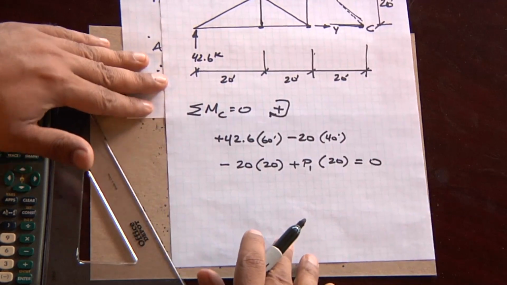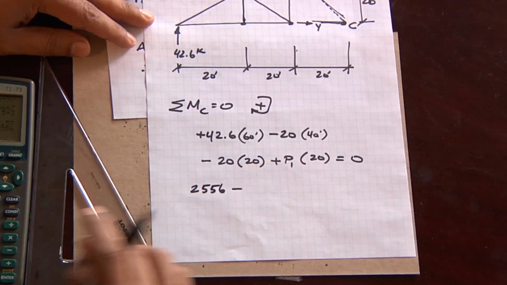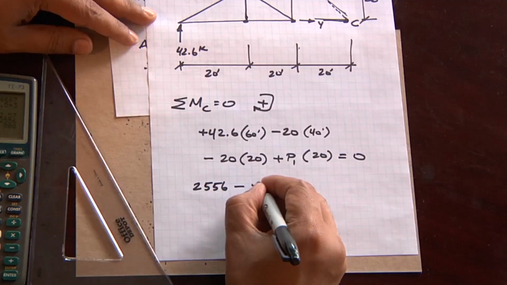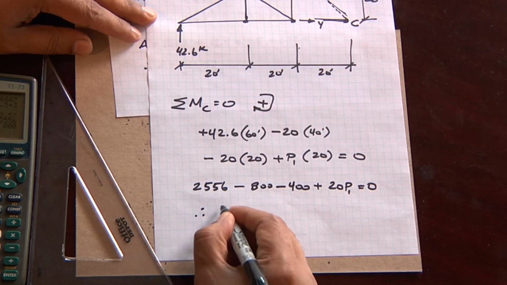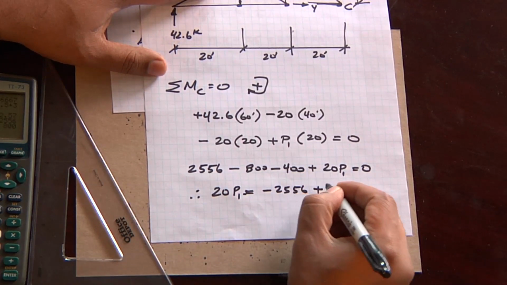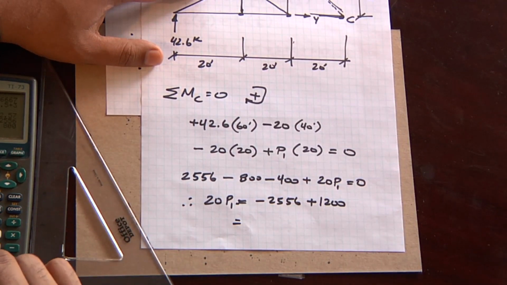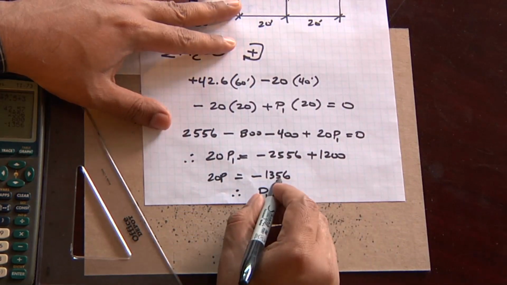And so using that, we can now calculate what our numbers are. So we have 42.6 times 60, 2556, minus 20 times 40, 800, minus 400 plus 20P1 equals 0, or 20P1 equals minus 2556 plus 1200. So we have 1200 minus 2556 gives us a negative 1356. And so P1 equals 1356 divided by 20, minus 67.8.